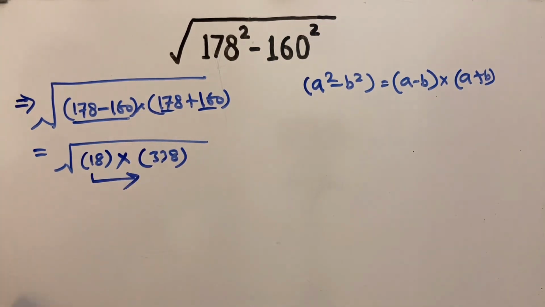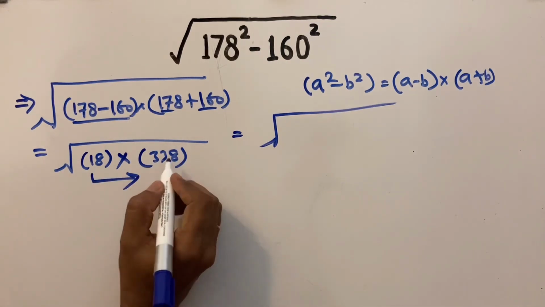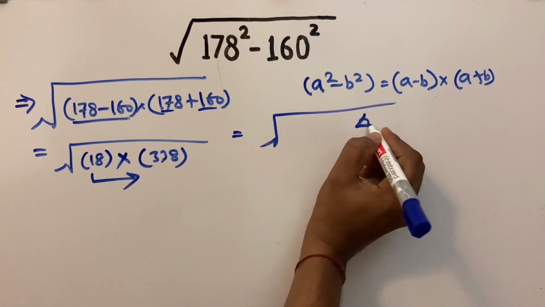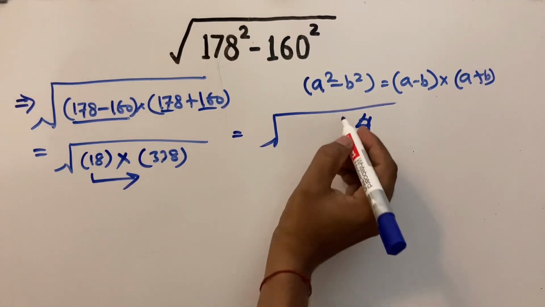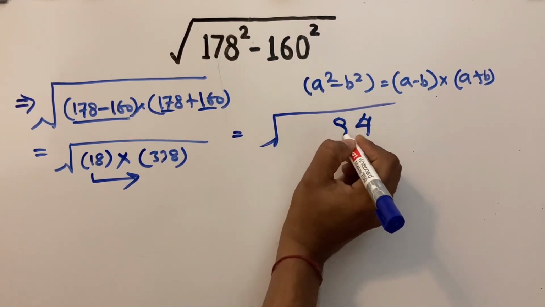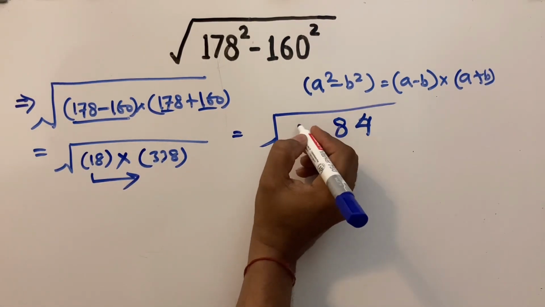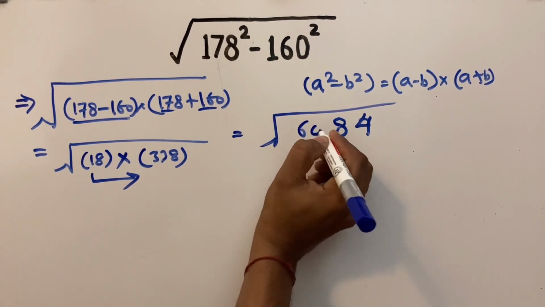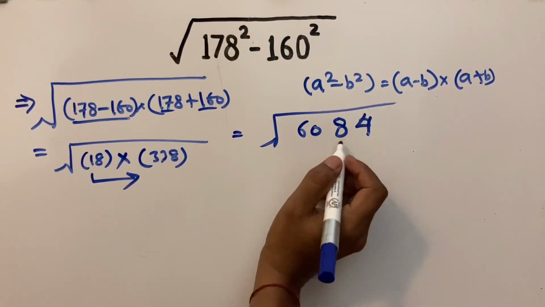After multiplication, this equation simplifies to: 18 8s are 144, 14 remaining; 18 3s are 54, plus 14 is 68, 6 remaining; 18 3s are 54, plus 6 is 60. So now we have to find the square root of 6084.